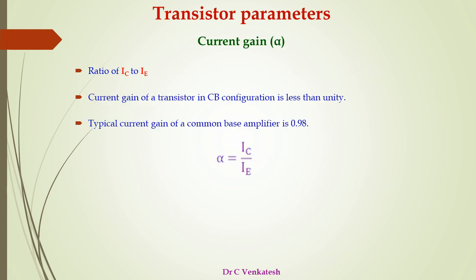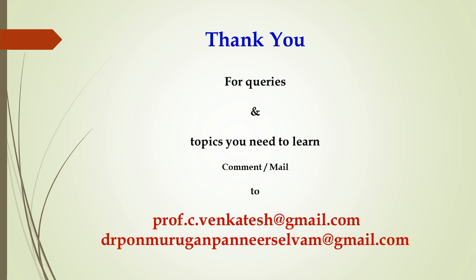Next, the third parameter is the current gain alpha. The current gain of a transistor in common base configuration is defined as the ratio of the output current or collector current IC to the input current or emitter current IE. Alpha equal to IC by IE. The current gain of a transistor in common base configuration is less than unity. The typical current gain of common base amplifier is 0.98.